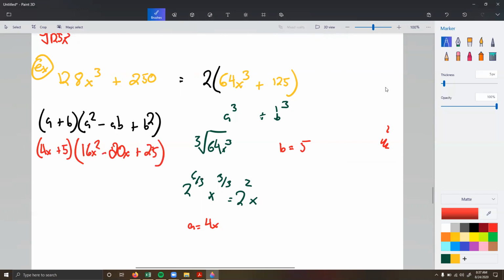Okay, now here's the thing though. This 2 that was sitting out front, we still need to drag that for the ride. So our final answer, this is actually just a factored version of the 64x cubed plus 125. We need to bring the 2 along for the ride. Your final answer, and what you should actually be writing out or typing out if you're doing online homework, is 2 times all of this. So you're going to get 2 times 4x plus 5 times all of this. Okay, questions about that process?